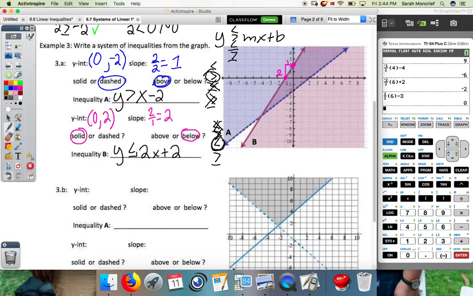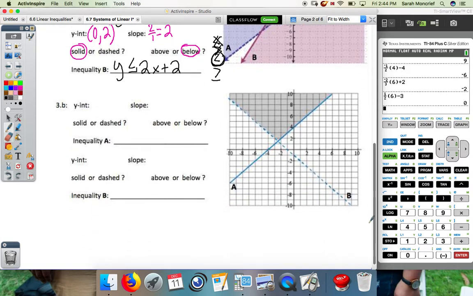And there you go. That's all you got to do for these inequalities, or for these systems of inequalities when you're writing them. All right, now let's do one more. Let's do 3b.